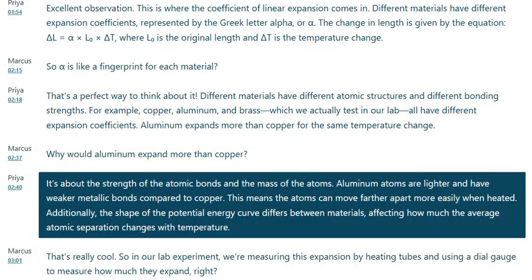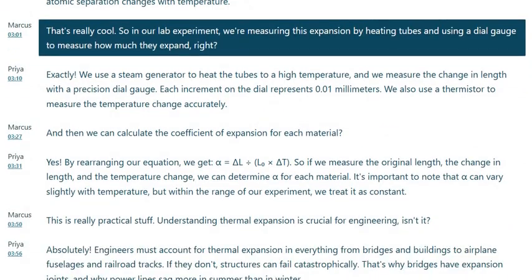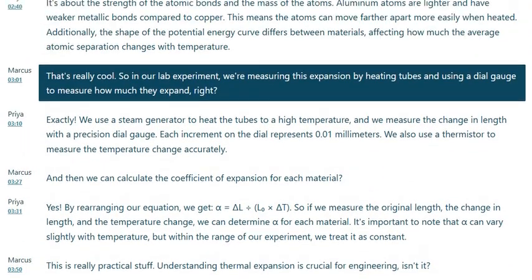It's about the strength of the atomic bonds and the mass of the atoms. Aluminum atoms are lighter and have weaker metallic bonds compared to copper. This means the atoms can move farther apart more easily when heated. Additionally, the shape of the potential energy curve differs between materials, affecting how much the average atomic separation changes with temperature. That's really cool.